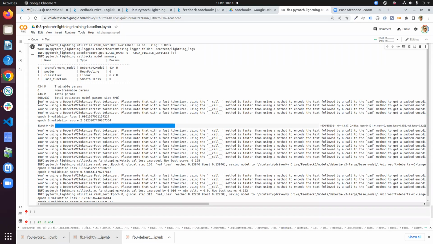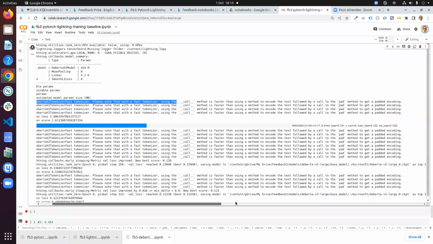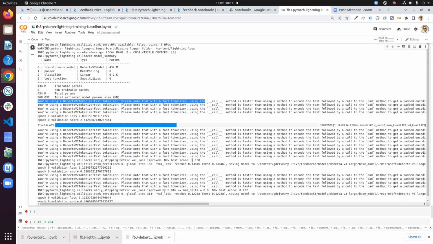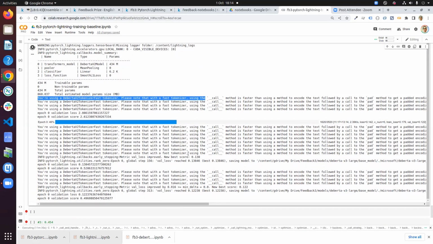I don't know what all this is about. I don't know how to get rid of this rubbish. Yeah, it makes it a bit hard to see the results because it's just swamped with this. But I don't know what that is.